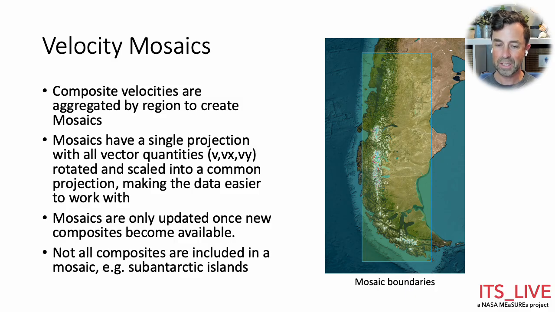Now, we only generate these for areas with significant ice coverage, but there's lots of places on the planet where you'll have little clusters of glaciers that it's just not worth going and generating a full mosaic for. So for those regions, the composites exist, so you can get all of the annual averages, the trends, the seasonality, but they're not included in the mosaics. So if there's a region that you're interested in, and you don't see a mosaic for it, just go back to the composites and you'll find it. So one example is the subantarctic islands.